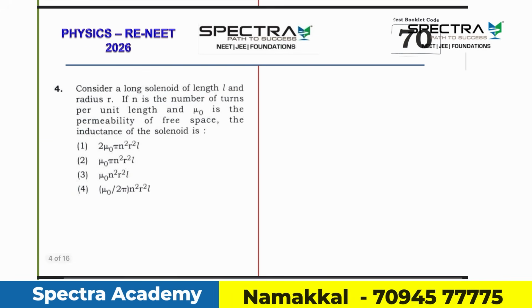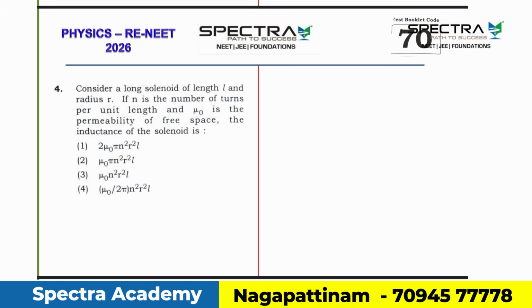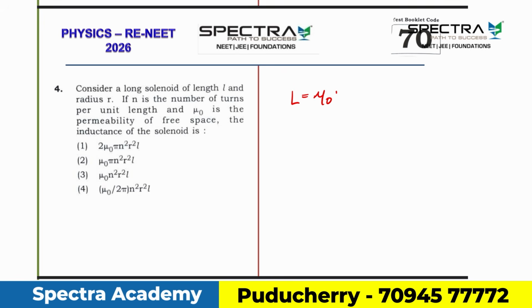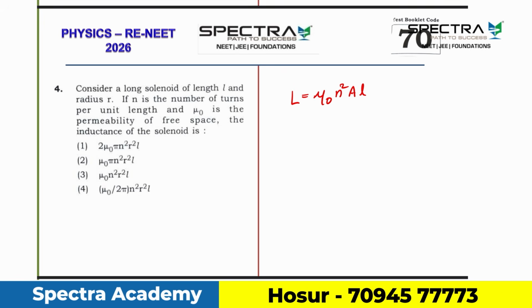Next question. Fourth question. Consider a long solenoid of length L, radius R. If small n is the number of turns per unit length and mu naught is the permeability of free space, the inductance of the solenoid. It's a direct question. We know inductance of solenoid L is equal to mu naught n square area into length of the solenoid. This is the direct equation.